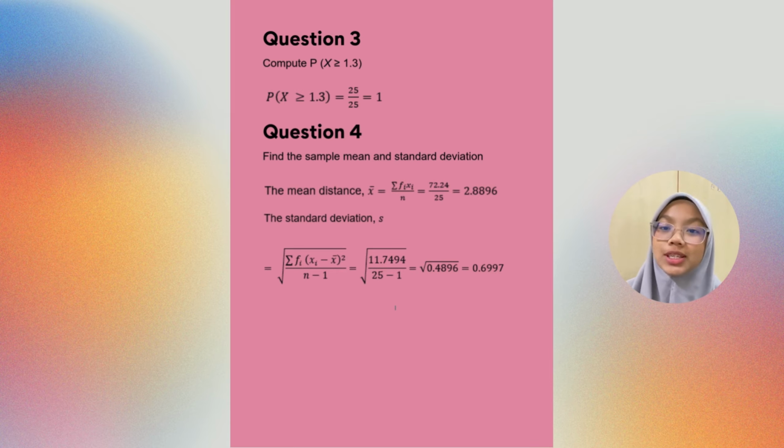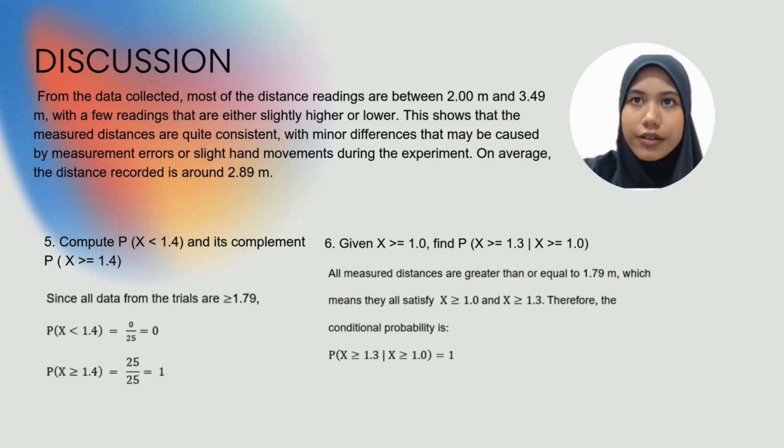This is the calculation for question 3 and question 4. Question 3 asks about the probability that x is more than 1.3, and the answer is 1. This is because all of our distances for all trials are more than 1.3 meters, and the calculation equals 25 over 25 trials, which equals 1. And question 4 asks to find the sample mean and the standard deviation. The answer for the mean is 2.8896 and the standard deviation is 0.6997.